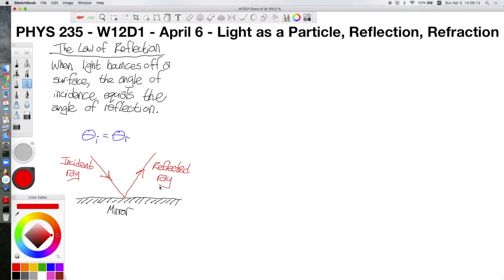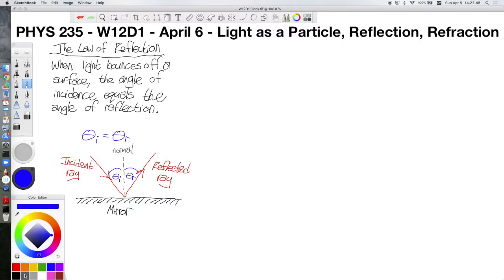And the angle of incidence and reflection are defined as follows. Both of these angles are measured with respect to the normal line, or a line that is perpendicular to the surface of the mirror. So theta incident is this angle right here, and theta reflected is this angle right here.